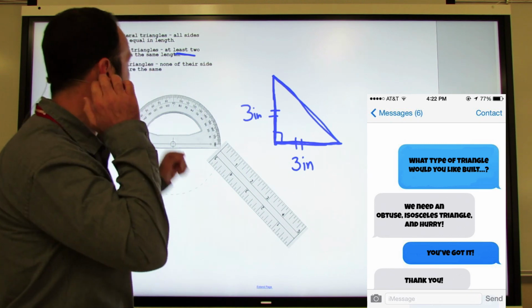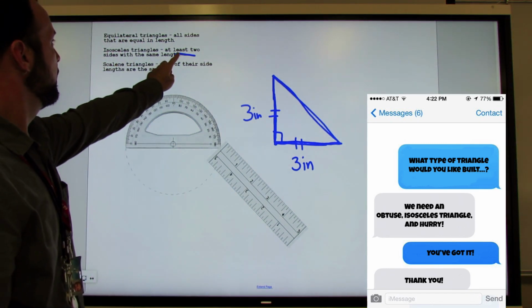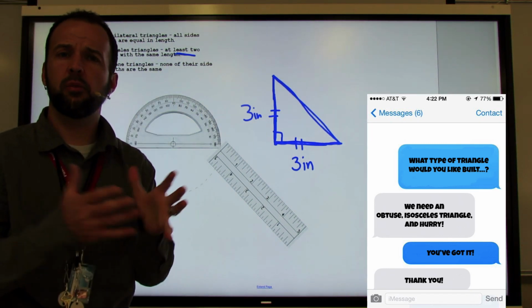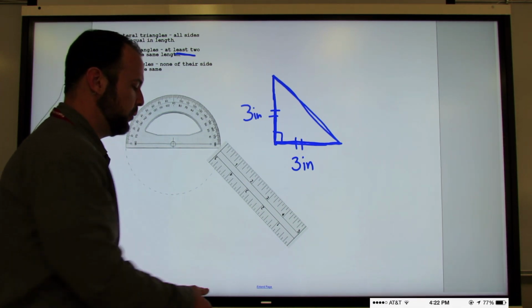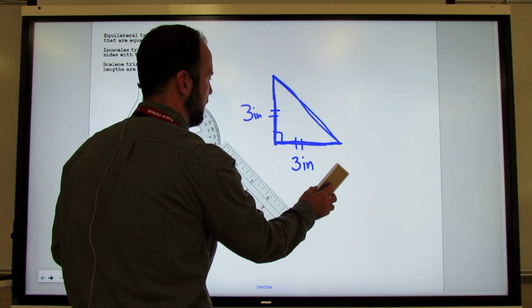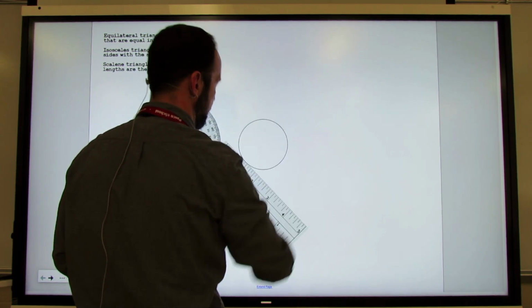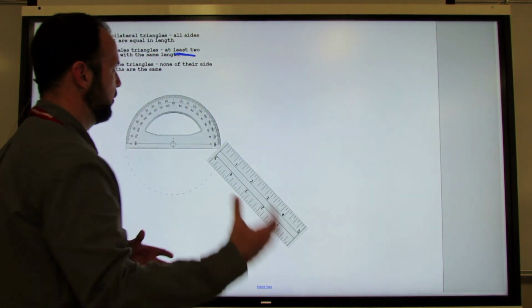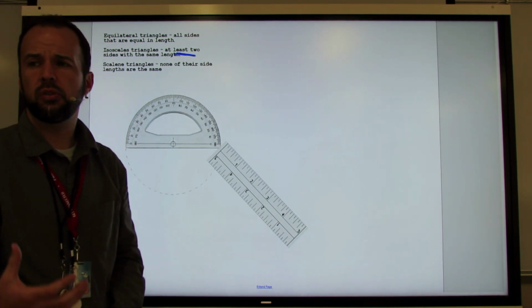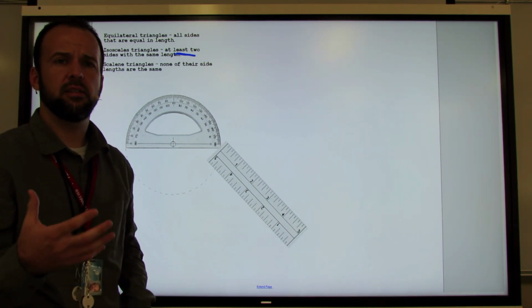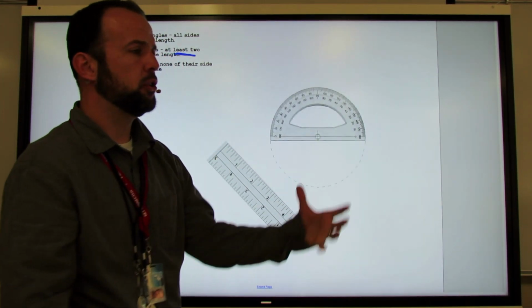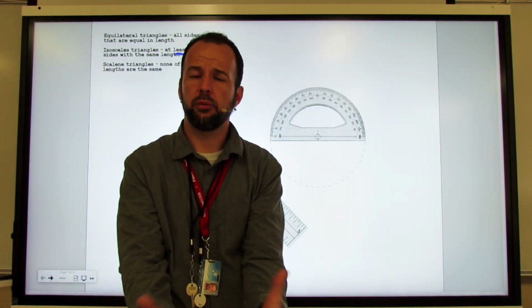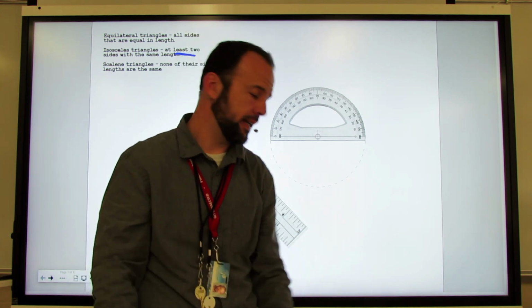Obtuse and isosceles. So we know isosceles, again, two sides are going to have to be the same length, but this one just says obtuse, and they weren't specific about an angle, just that it was obtuse. So let me go ahead, we'll get this one out of the way, and we'll start constructing this new guy for our next customer. So an obtuse isosceles triangle. Well, the good thing about this is an obtuse angle, we know what an obtuse angle is, right? Obtuse angle is anything bigger than 90 degrees.